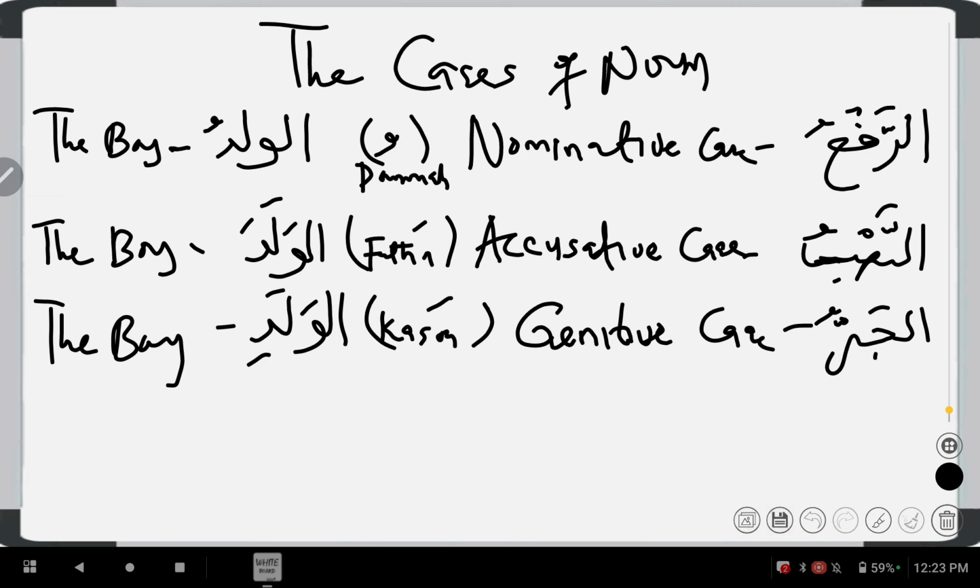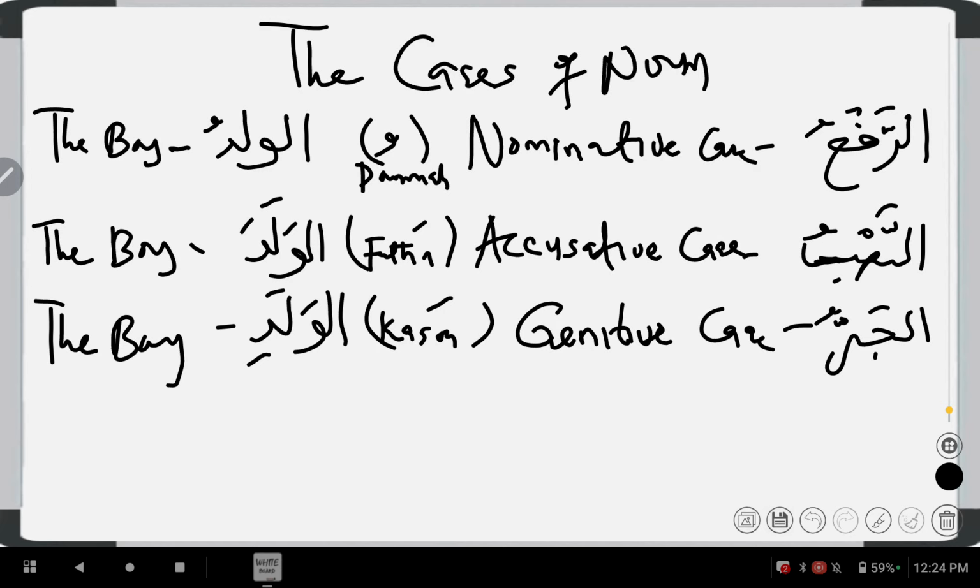But what is the essence of this? Al-waladu, al-walada, al-waladi. There is a change occurring. But why is it not changing the meaning? No. The case of this noun is what is changing. Now, these are the three cases of noun. The cases of noun will change depending on the context the noun is in.